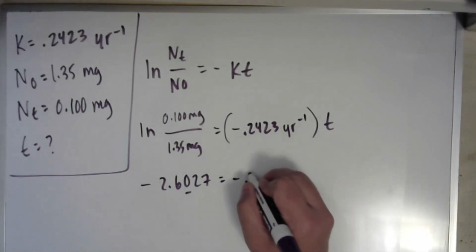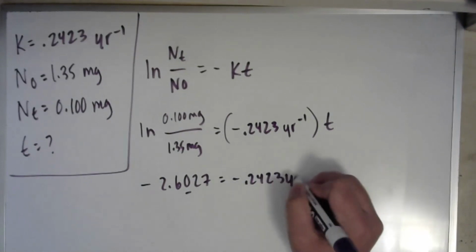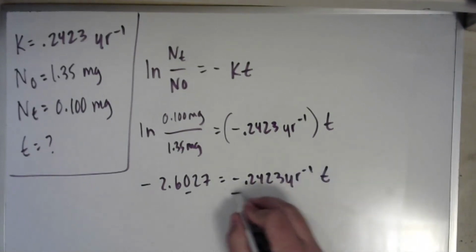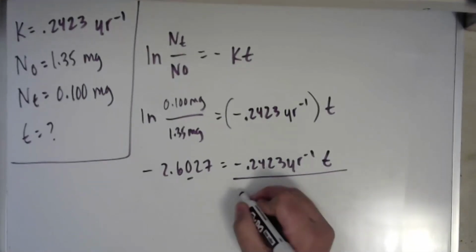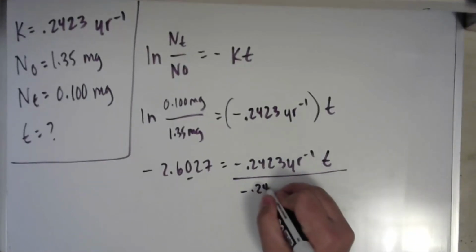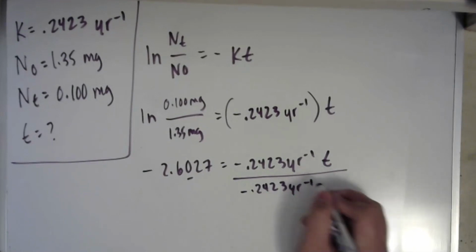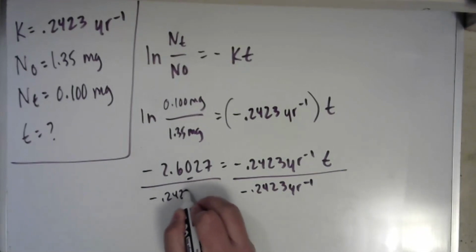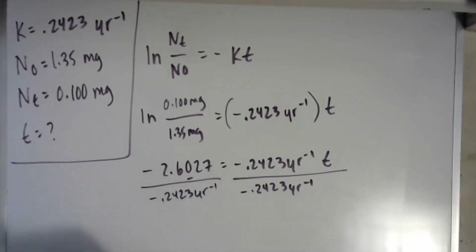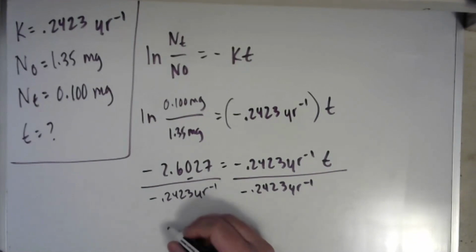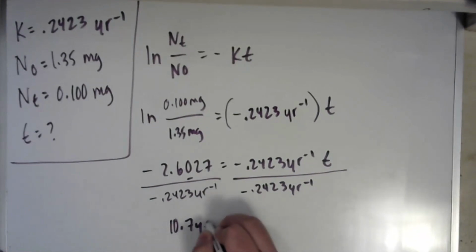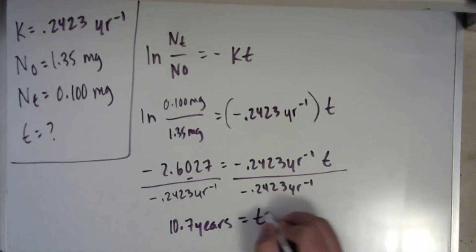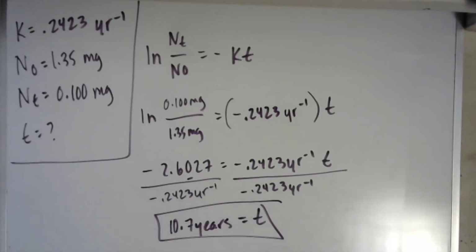equals minus 0.2423. Now I'm going to divide both sides by the K value, by the negative K value. Okay, and I get 10.7 years is the time that it's going to take for that decay to occur.